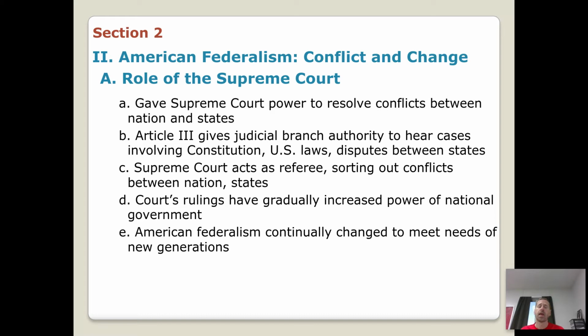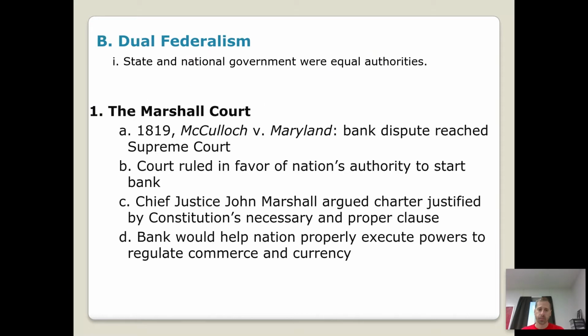In tomorrow's lessons, we're going to be looking at a couple Supreme Court cases. Over time, the courts have gradually increased the power of the national government. And even still today, the idea of federalism continually changes to meet the needs of our generation. So let's jump right into this first idea, which is called dual federalism.